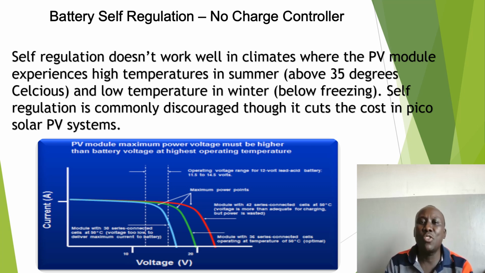Self-regulation does not work in climates where the PV module experiences high temperature in summer. For example, 35 degrees is very high. The best temperature for the battery to operate is 25 degrees Celsius. Also, at very low temperatures in winter, below freezing point, the battery cannot work well. So self-regulation is commonly discouraged, though it cuts the cost in pico solar systems.